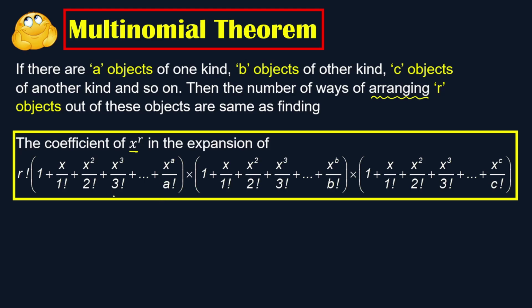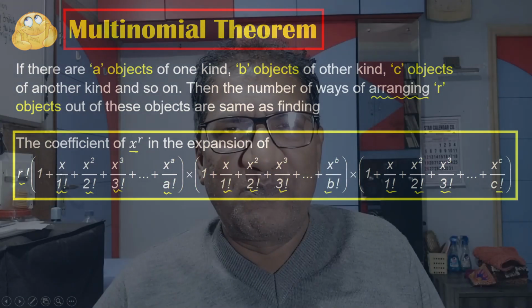When we were considering only the selection in the previous theorem, this factorial part didn't occur. Isn't it so? This factorial part didn't occur. But whenever this arrangement is considered, this factorial thing came into the picture. Why is it so? Very simple logic.